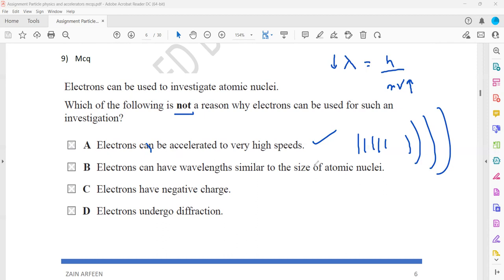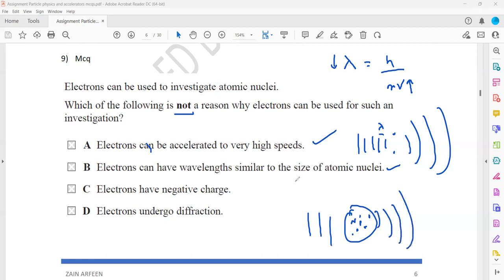Electrons have a wavelength similar to the size of atomic nuclei, that's also true, because the wavelength is approximately equal to the size of the atomic nucleus, and it is used for investigating the atomic nucleus. For example, there is a nucleus with neutrons and protons. So we can use this electron, which acts like a wave, and it will diffract. So an electron can have a wavelength similar to the size of atomic nuclei. That's also true.